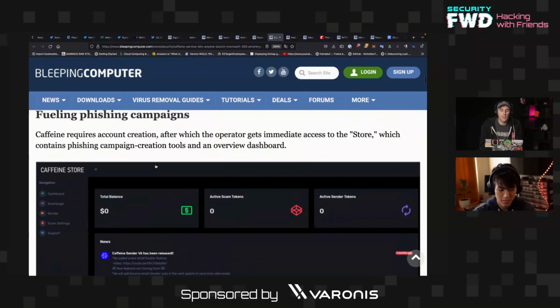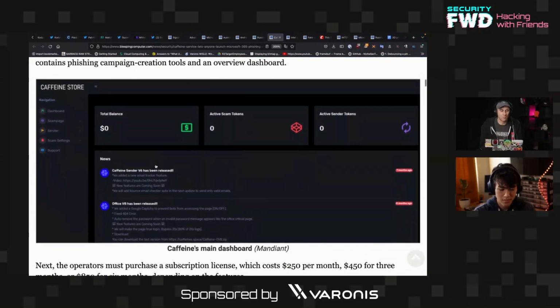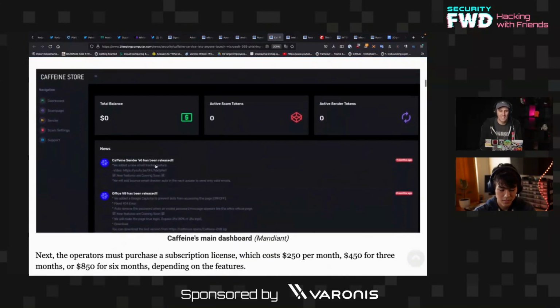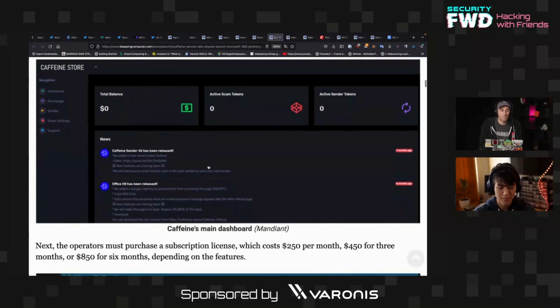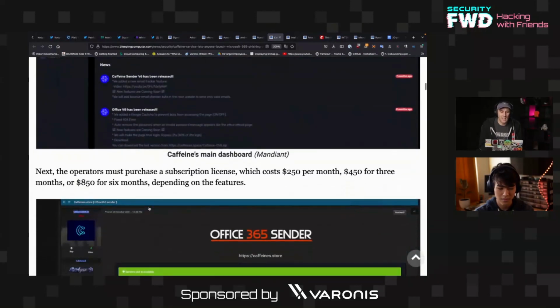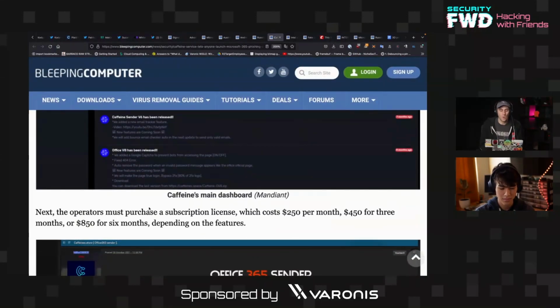So not only is the barrier to entry incredibly low, but it has honestly a great dashboard. This is better than some legitimate services in terms of looking at your balance and active scans. It really lays out how these campaigns work, and makes it really easy to understand what's going on, even for someone who might not be very familiar with cybercrime. You can even see they've got their news update stream. It is a very sophisticated organization.